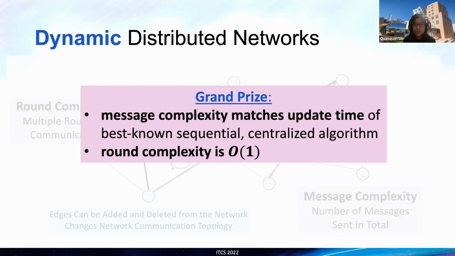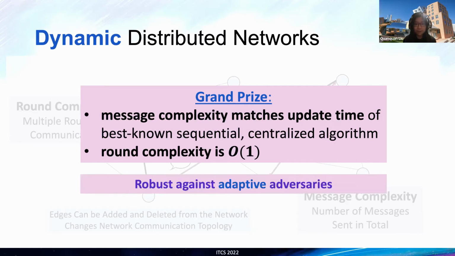On these dynamic distributed networks, the grand prize we seek to obtain for dynamic distributed algorithms is to have message complexity that matches the update time of the best known sequential centralized algorithm, while also maintaining O(1) round complexity. Furthermore, an even better characteristic which we achieve in our paper is that the algorithm is robust against adaptive adversaries. Adaptive adversaries are defined to be adversaries which determine the next update or the edge changes in the graph after they see all of the previous outputs of the algorithm. Deterministic algorithms are naturally robust against adaptive adversaries, and all of the algorithms presented in our paper are deterministic.